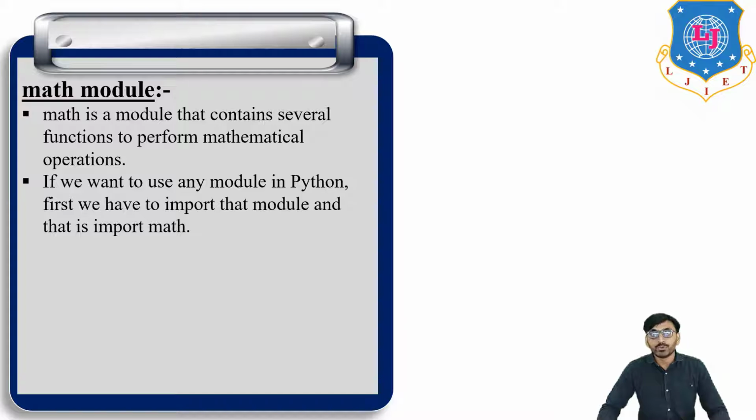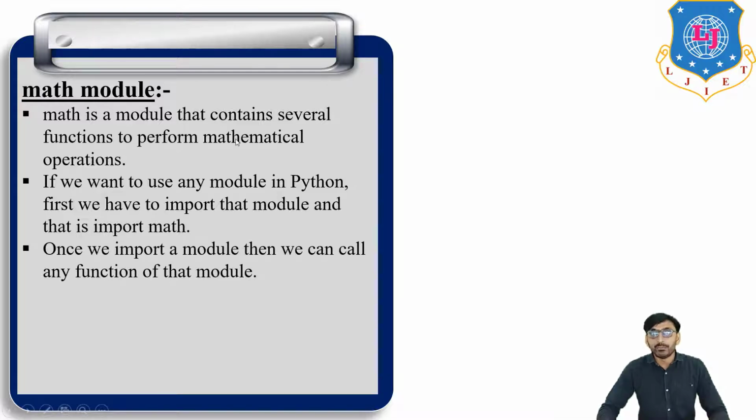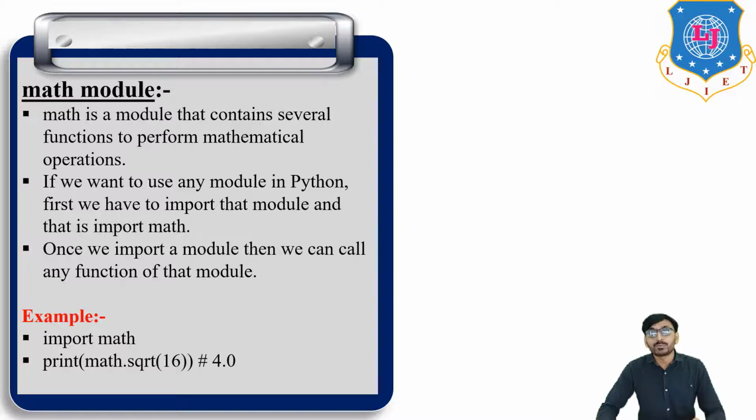If we want to use any module in Python, then first we import that module and then we use a member of that module. Once we import a module, then we can call any function of that module. For example, import math, then print math dot square root of 16. So we import the math module, then we use a member of the math module. Square root is one type of function in the math module.